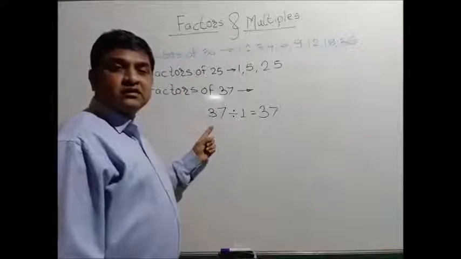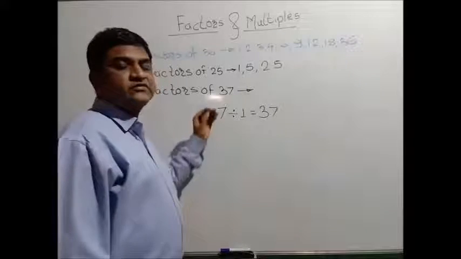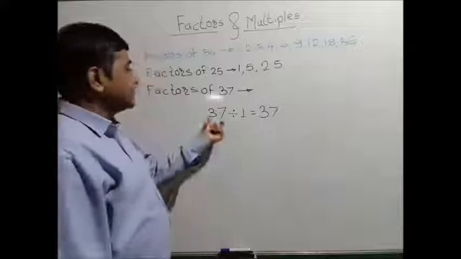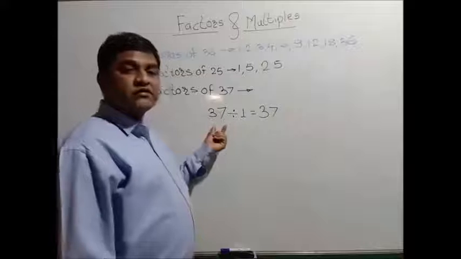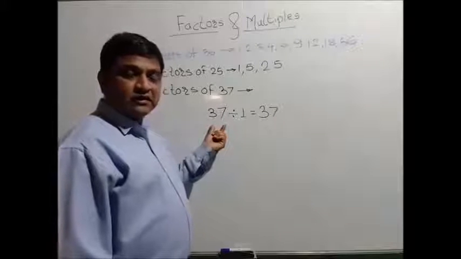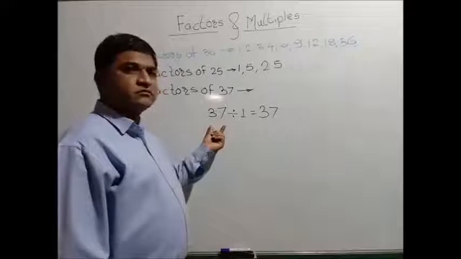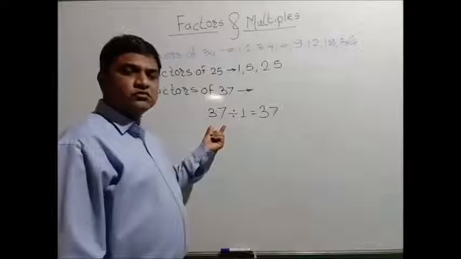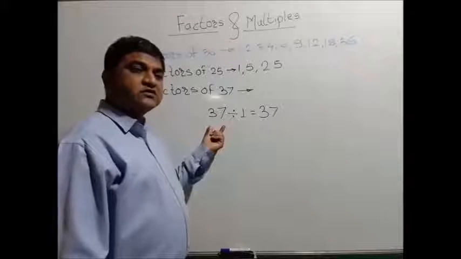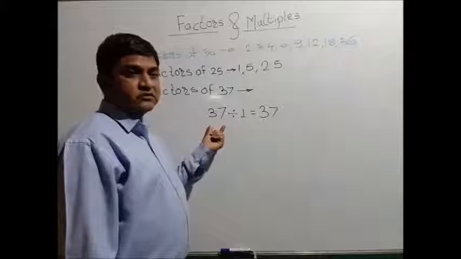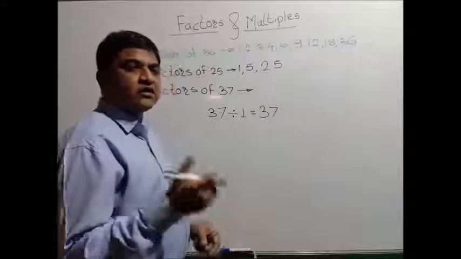6 6s are 36. 6 7s are 42. So from 36 we are directly going to 42. We are not having 37 in the table of 6, not in the table of 7, not in the table of 8, not in the table of 9, not in the table of 10. 11 also, 12 also. 13 2s are 26. 13 3s are 39. So we don't have the number 37 in all other numbers.